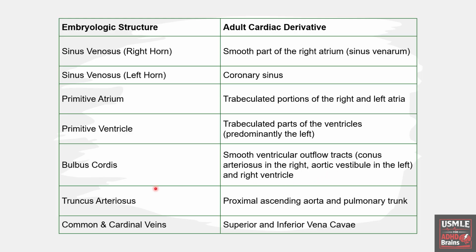The truncus arteriosus forms the roots and proximal portions of the aorta and pulmonary trunk. The cardinal venous system contributes to the vena cavae. Remembering these relationships helps make congenital defects more logical because when one embryonic region develops abnormally, the corresponding adult structure is the one that is affected.